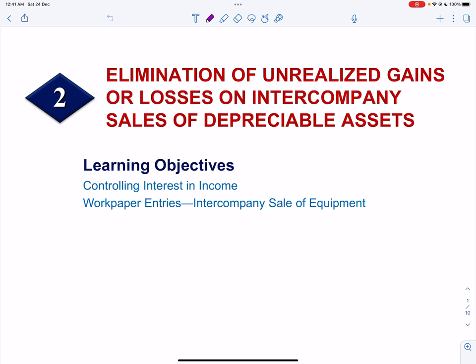Next, we will solve exercises on elimination of unrealized gains or losses on intercompany sales of depreciable assets. We will solve exercises on controlling interest in income on intercompany sale of depreciable assets, both upstream and downstream. We will also solve a problem on work paper entries for intercompany sale of equipment.